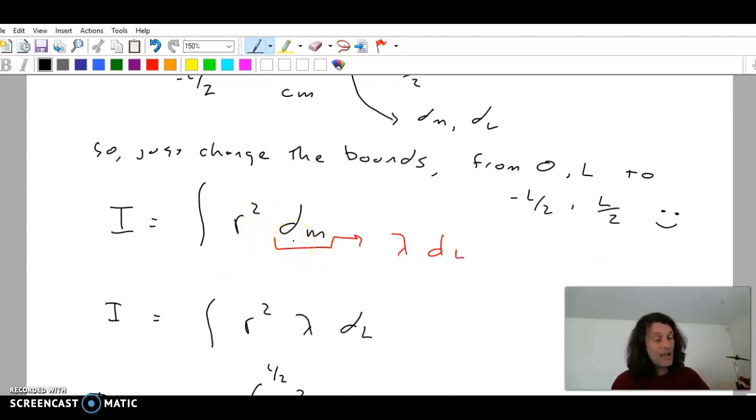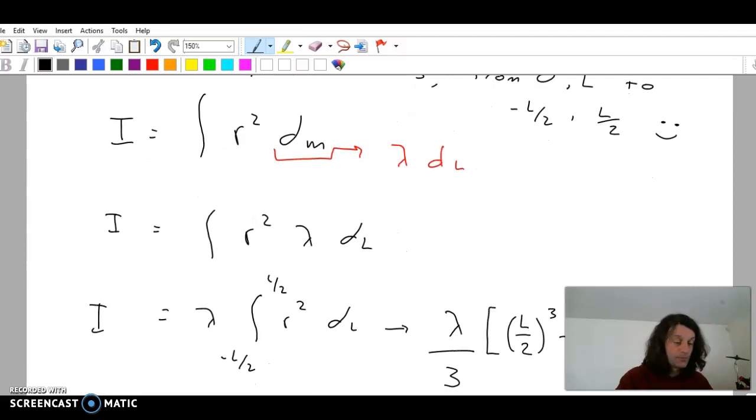We'll do the exact same substitution. That differential mass is lambda dl. It'll be r squared lambda dl. Now I'm going to write the bounds in the next one. I'm sorry, I didn't quite write it in this one. But I'm going to fish out that constant lambda, and I'm going to have negative L over 2 to L over 2 of r squared dl. Now we're ready to do the actual calculus.